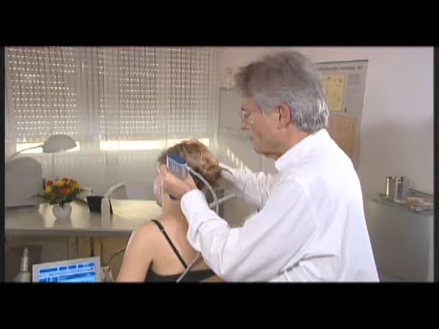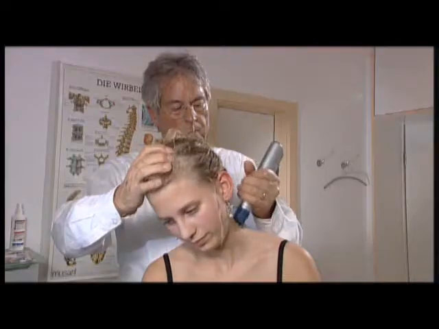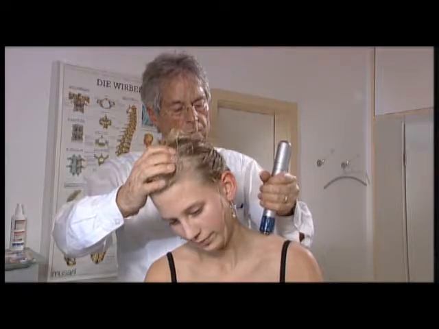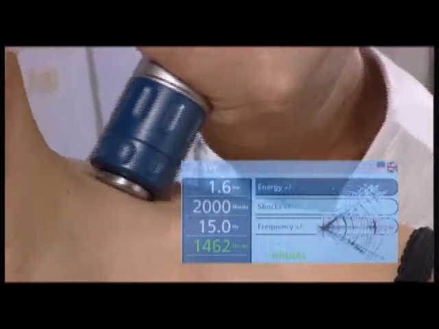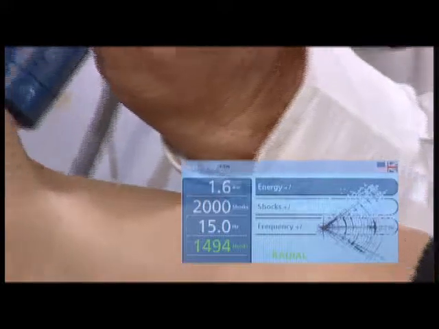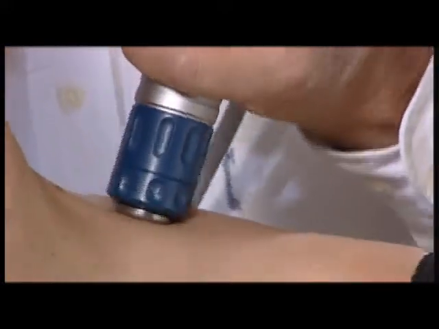A retrospective practical study conducted with 86 patients suffering from cervical brachialgia has shown that 81% of the patients treated no longer evidenced any referred pain after 4 weeks of shock wave therapy.